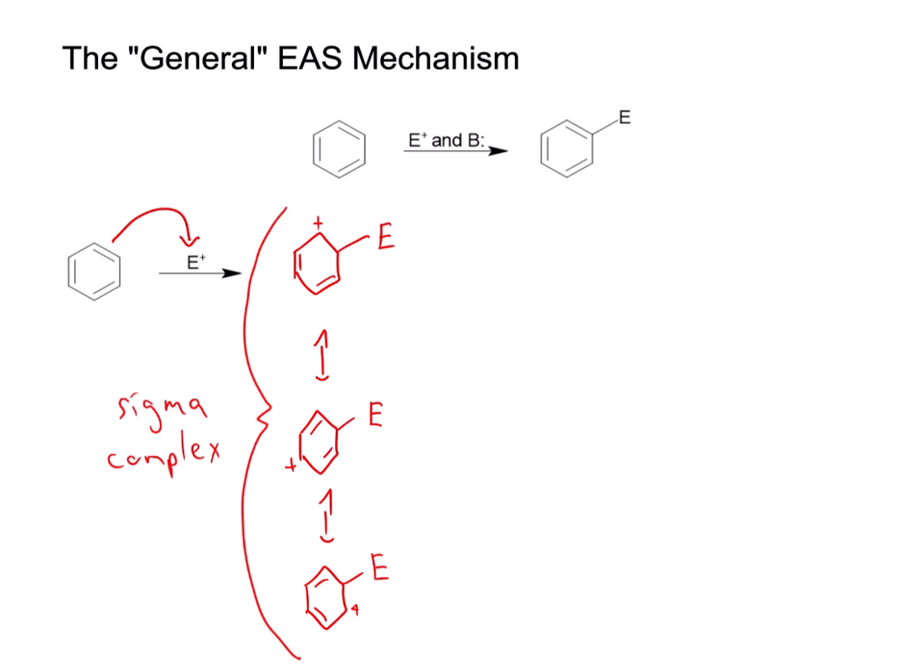Because we're disrupting the aromaticity, this is actually the slow, or rate determining, step of the EAS reaction. The next step of the mechanism is the fast step, as it restores the aromaticity of the ring. This step involves the base.